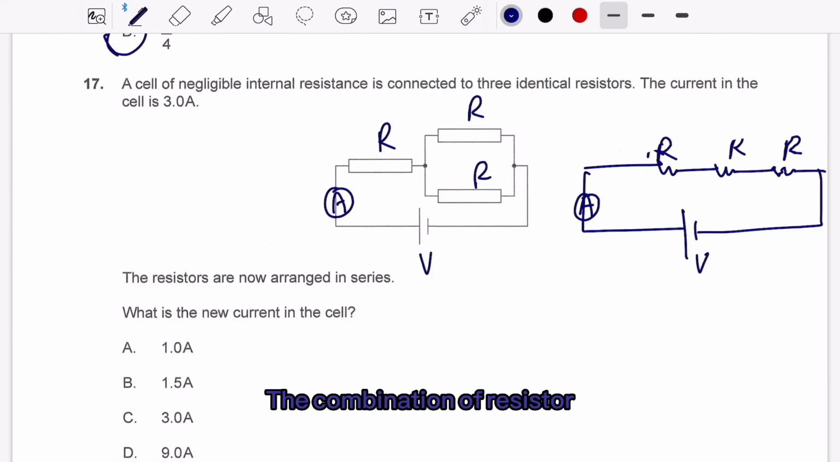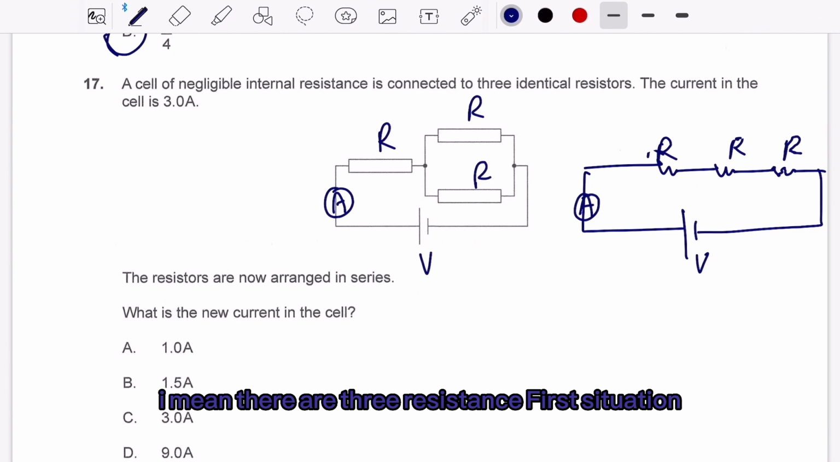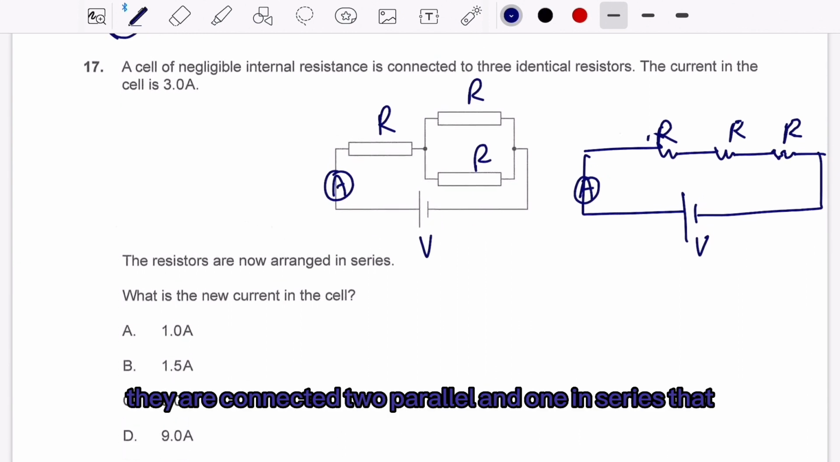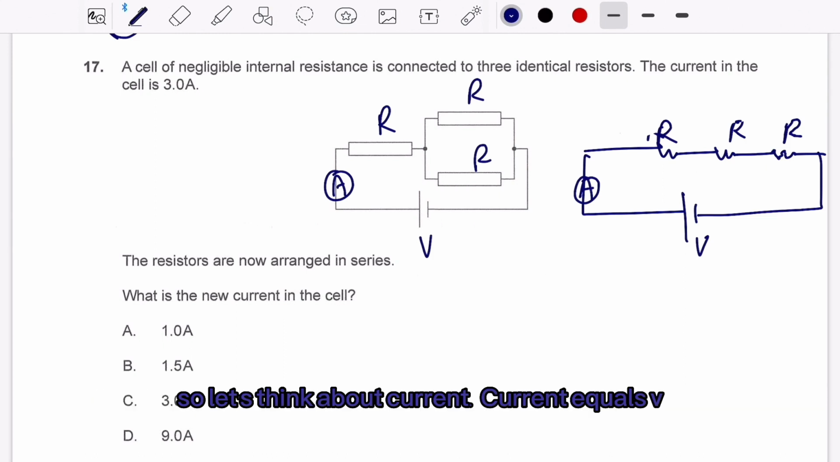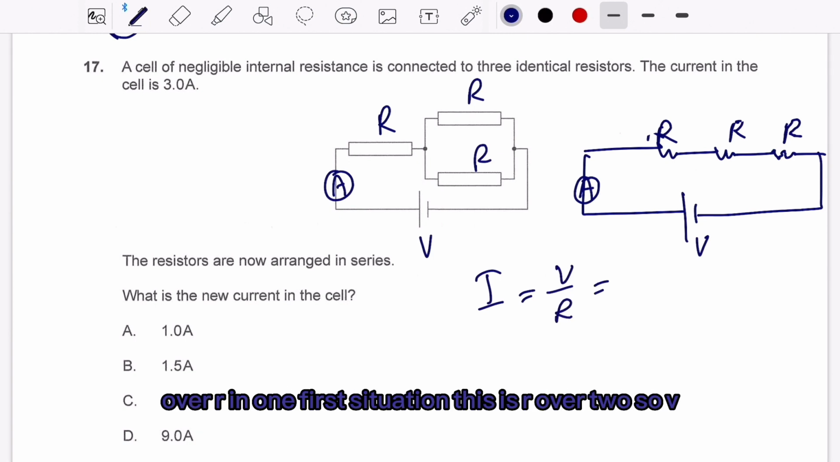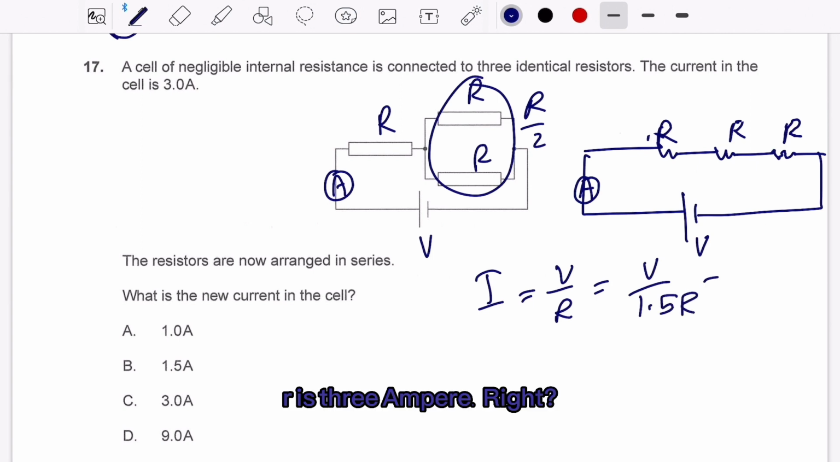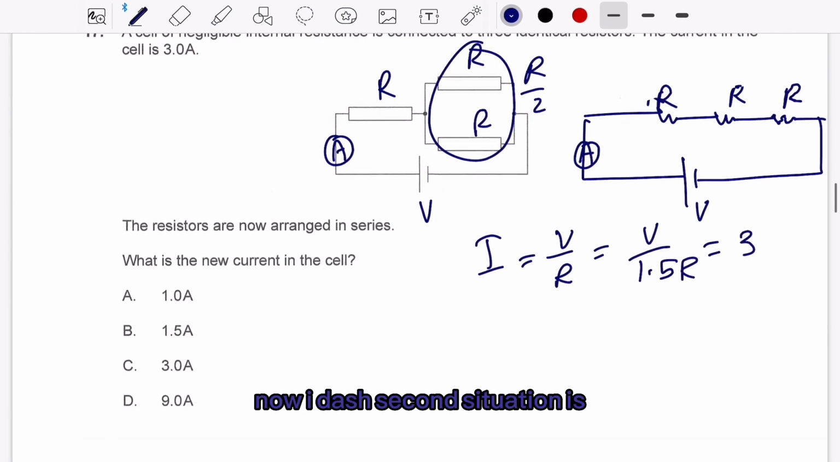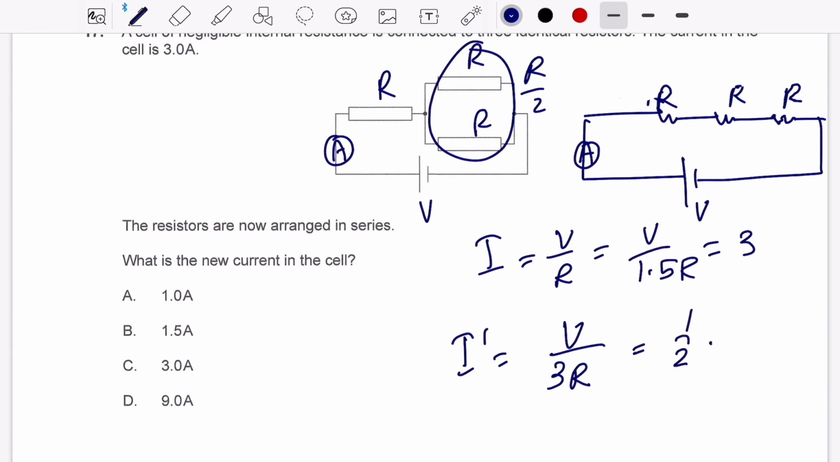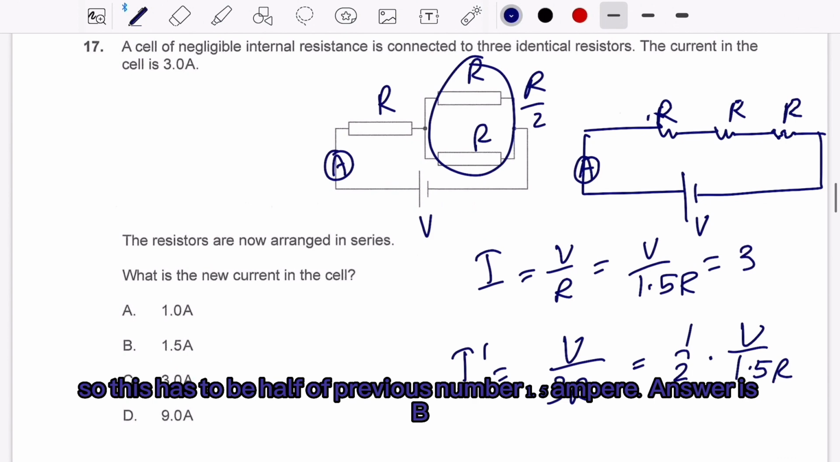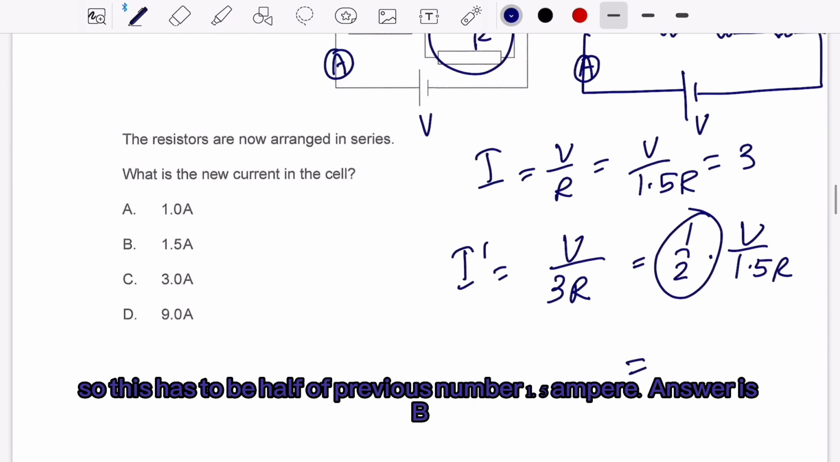The combination of resistors: there are 3 resistors. In the first situation, 2 are connected in parallel and 1 in series. In the second situation, all 3 are connected in series, right? So let's think about current. Current equals V over R. In the first situation, the resistance is R over 2 plus R, so V over 1.5R is 3 ampere, right? Now I dash, in the second situation, is V divided by 3R. So we can write this as half of V divided by 1.5R, right? So this has to be half of the previous number, 1.5 ampere. Answer is B.